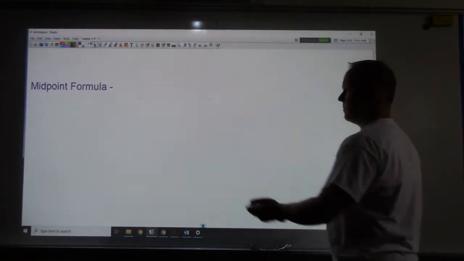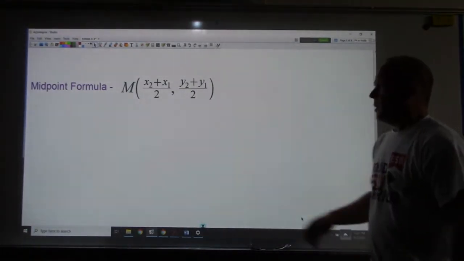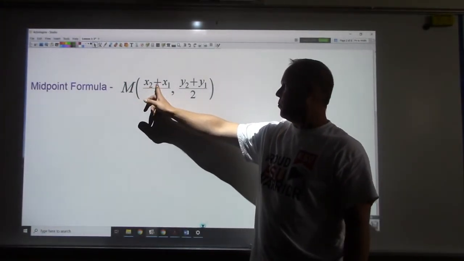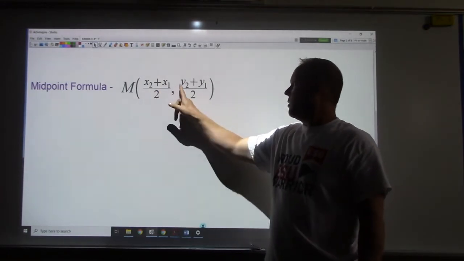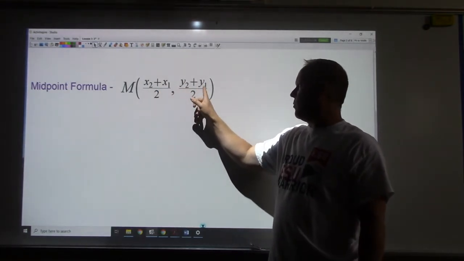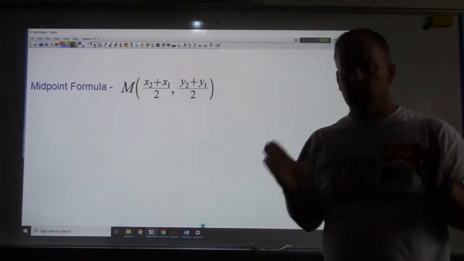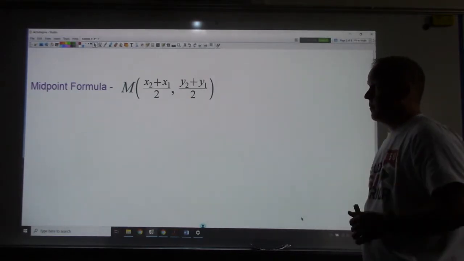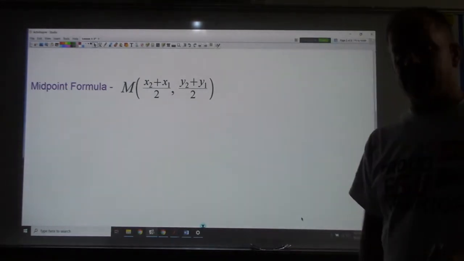Midpoint formula. M for midpoint, x sub 2 plus x sub 1 divided by 2, comma, y sub 2 plus y sub 1 divided by 2. That's how you find your midpoint. You're going to find the middle of 2 points in the coordinate plane. That's it for definitions and formulas. We're going to move on and actually look at some examples.